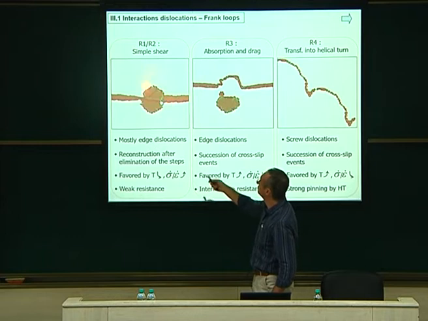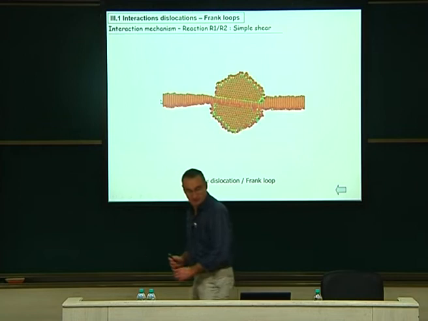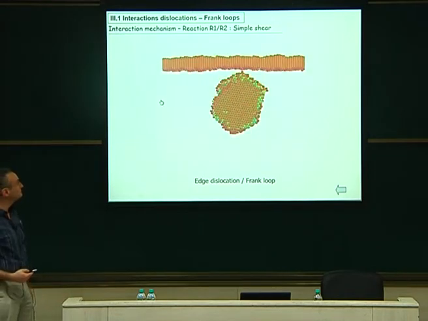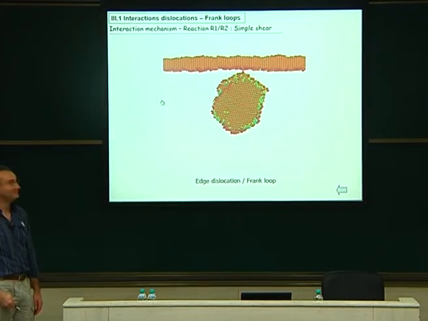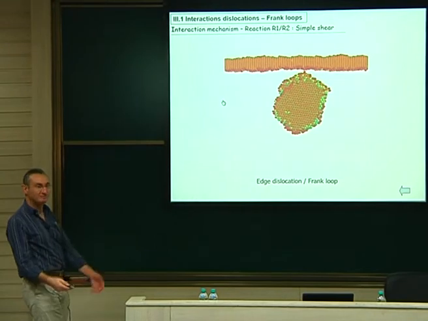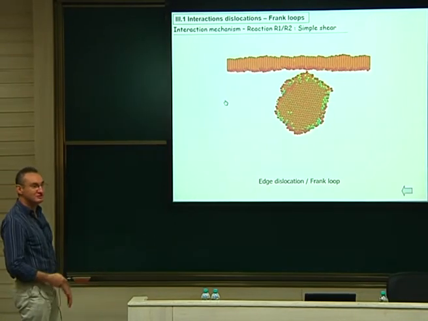Okay, and you have the Franck loop in a given plane. And you see the movie. So this is the movie. Your dislocation comes, reacts with the loop, and what happened? Nothing happened. That's very disappointing. You are looking for a hardening mechanism, and here there is no hardening mechanism, as if there was no loop, actually. There is nothing.